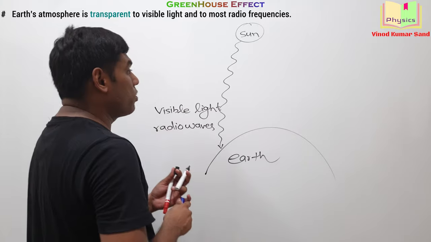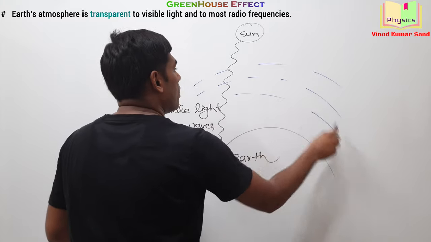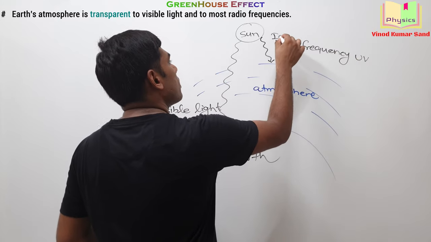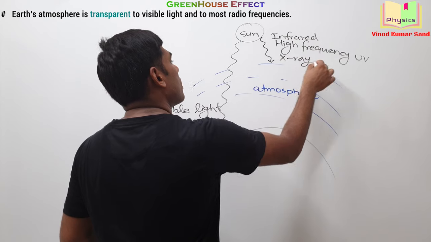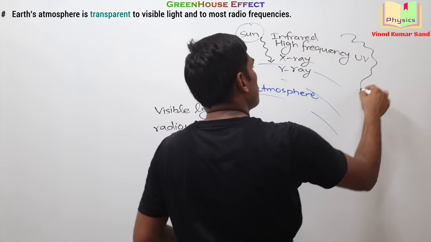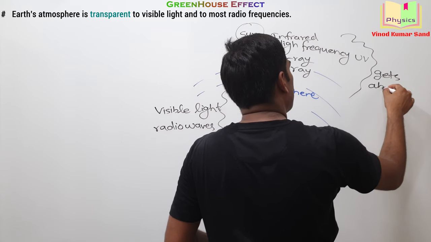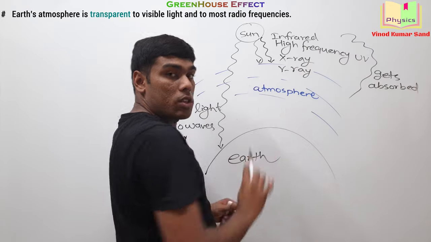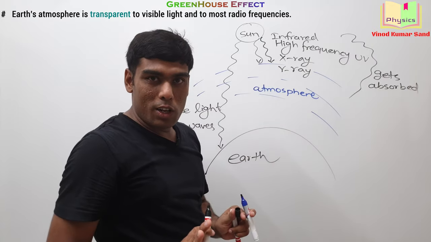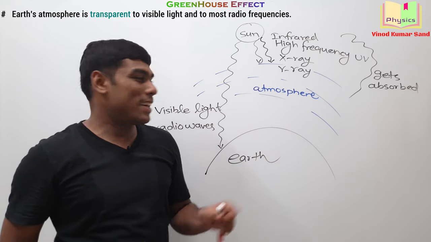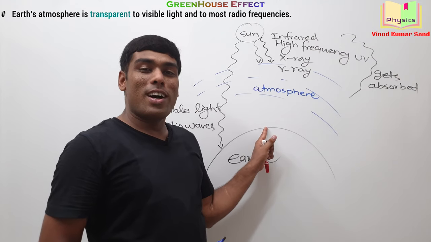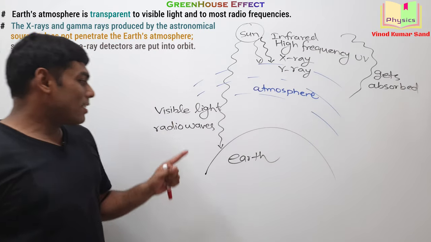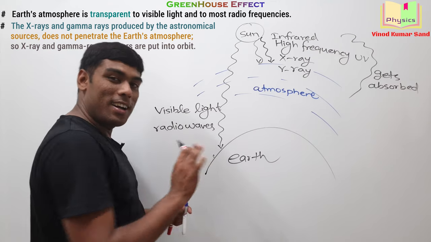Here is the atmosphere of the earth. Due to this atmosphere, the high frequency ultraviolet, the infrared, the X-ray, the gamma ray, all these get absorbed. Keep in mind, this atmosphere of the earth absorbs the infrared, the high frequency ultraviolet, the X-ray, the gamma ray coming from the sun. So if you want to place a detector to detect the X-rays or the gamma rays, can you place it on earth? No. The X-ray and gamma ray detectors are placed in orbit in space, while the detector for the radio waves can be placed on the earth surface.